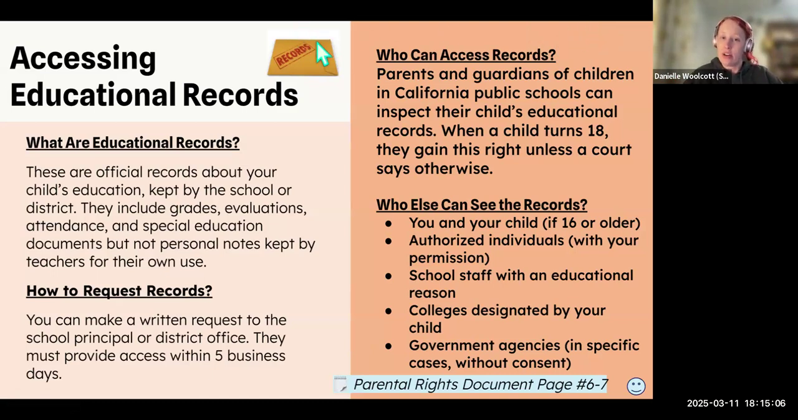The people who can access records are the parents and guardians of children in California public schools. And when a child turns 18, they gain the right unless a court says otherwise. Who else can see the records? You and your child, authorized individuals with your permission, school staff with an educational reason, and colleges designated by your child. So for when they're applying for colleges and they give permission to look at that sort of thing, they can see your grades, GPA, all that good stuff. And also government agencies in specific cases without consent, but that does have to be in those specific instances.